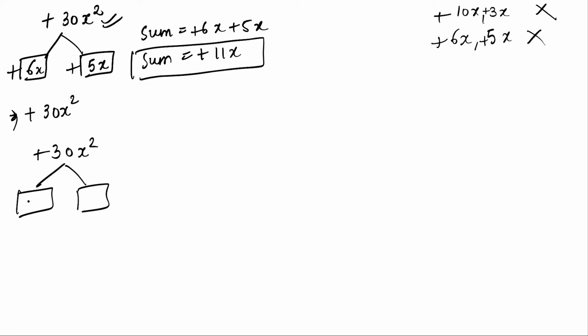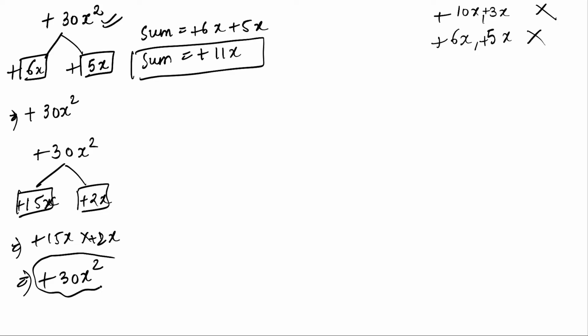Can I say plus 15x and plus 2x? Yes, plus 15x into plus 2x will give us plus 30x square. So we are getting the product when we are multiplying them. Now again we are going to check the sum, whether they are giving us the middle term or not. When I add plus 15x plus 2x, they are giving us plus 17x.